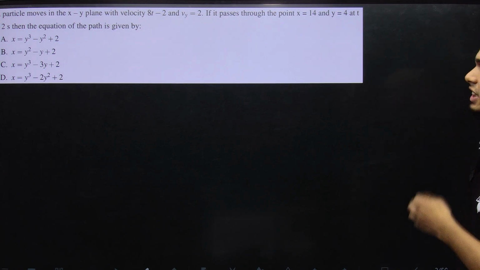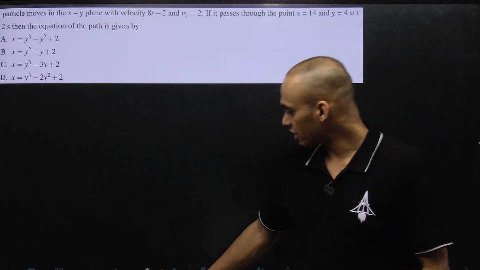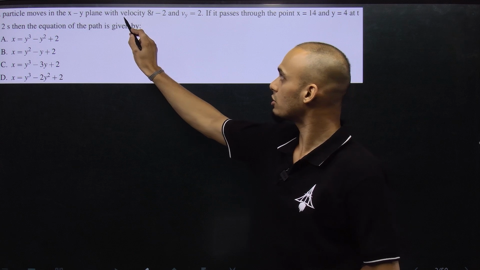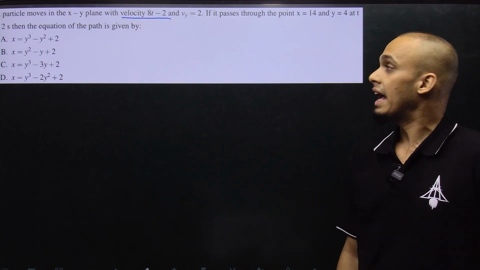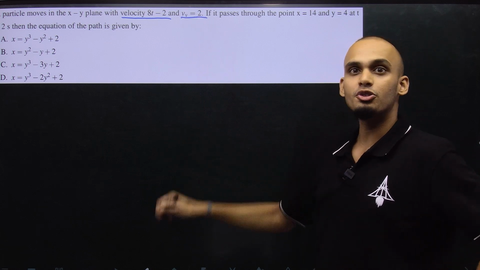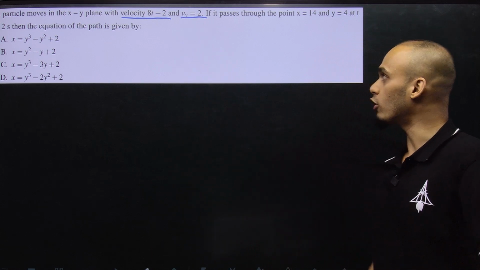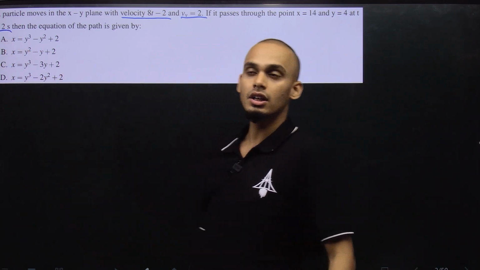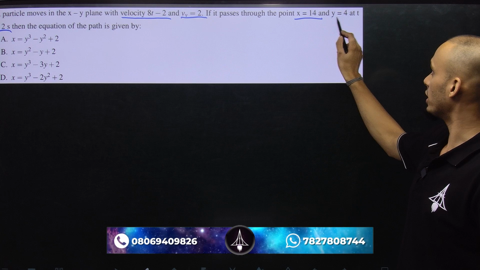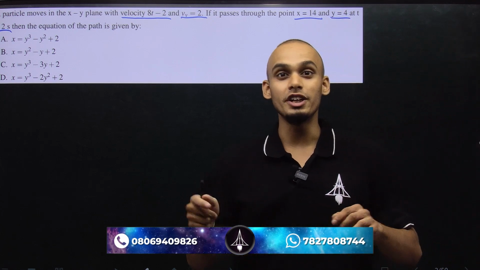The first question says that we have a particle moving in the xy plane whose x velocity is given with respect to time as 8t minus 2, and the y component of velocity is constant as 2. And we've also been given that at time t equal to 2 seconds, the particle was at x equal to 14 and y equal to 4. Now there are two ways to solve this question.